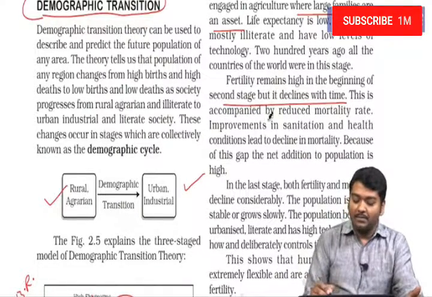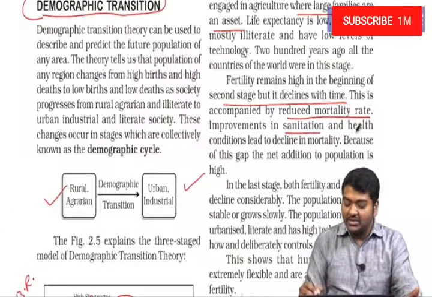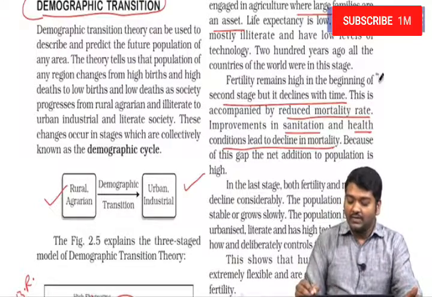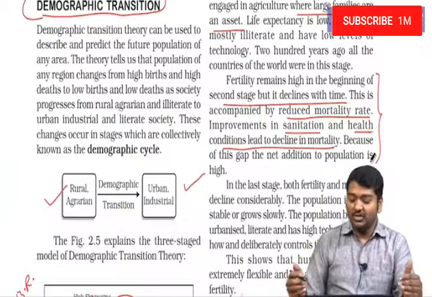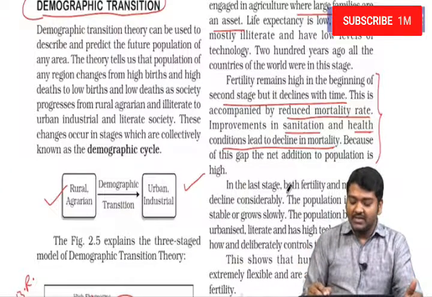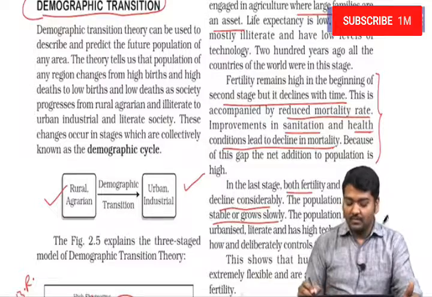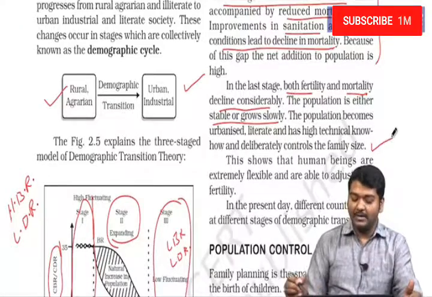This is accompanied by a reduced mortality rate. Improved sanitation and health conditions lead to a decline in mortality. So, because of this there will be some sort of stabilization. In the last stage, both fertility and mortality decline considerably. Population is either stable or grows slowly. The population becomes urbanized, literate and has high technical know-how and deliberately controls the family size.